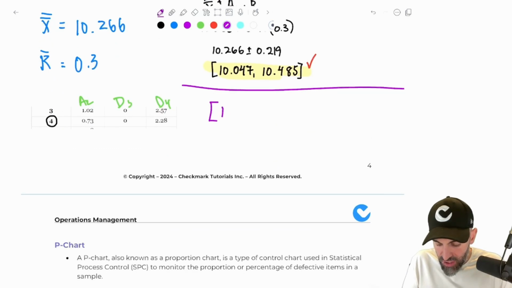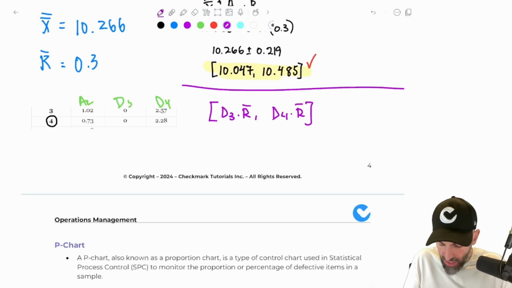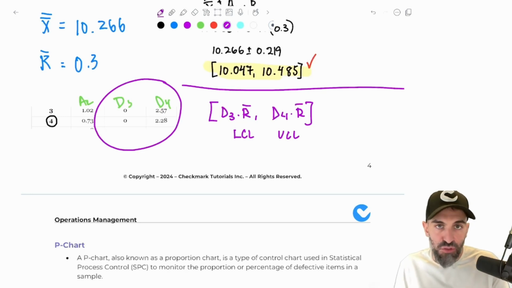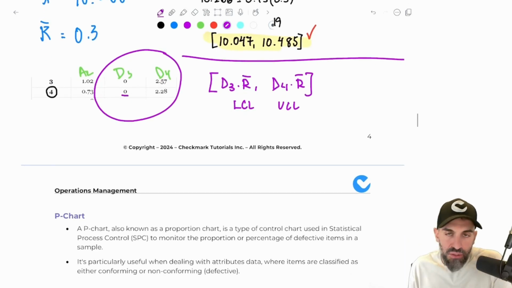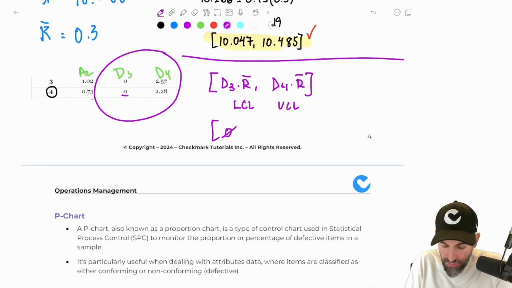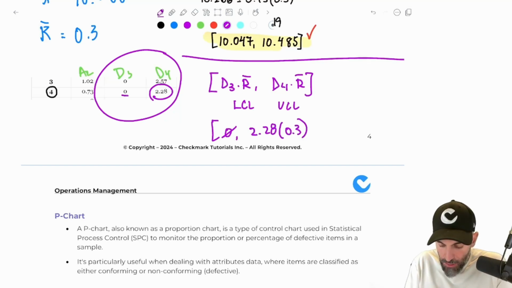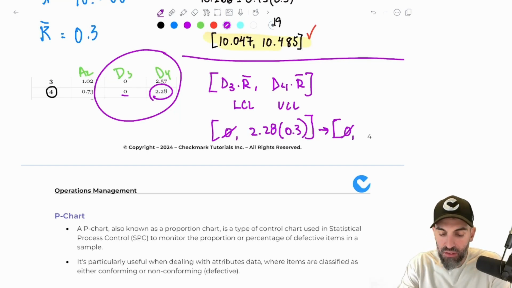the lower control limit is found by taking D3 multiplied by R bar, and the upper control limit is D4 multiplied by R bar. Okay, that's your LCL, lower control limit, and your UCL, upper control limit. And you've got all of those right there in the table. You find these factors in the same way. Now, because D3 is 0, that one's easy. It's just 0. D4 is 2.28 multiplied by the average range, which is 0.3. So my limits are 0 and 0.684.